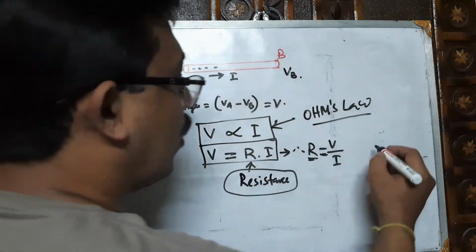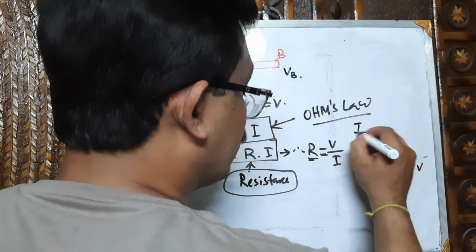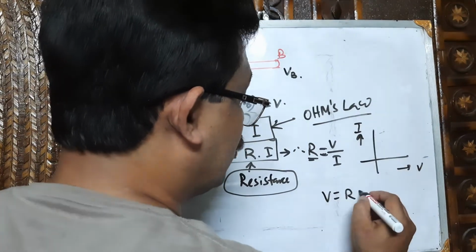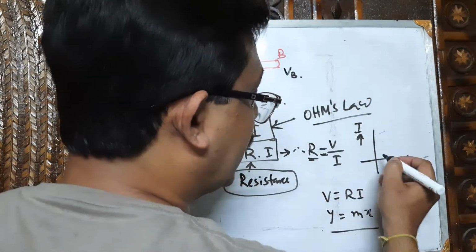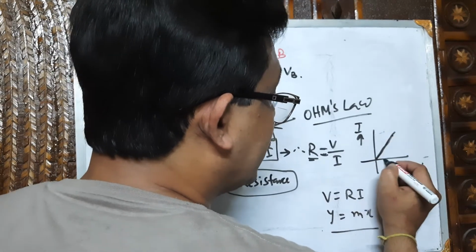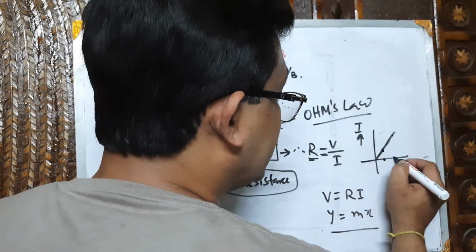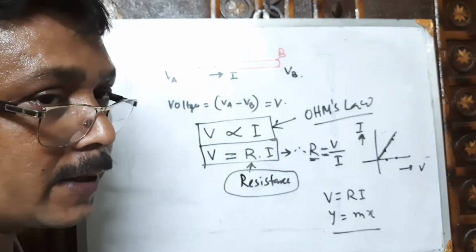So this you can draw with a graph like this. Voltage along this side, I along this side. So it is V is equal to R into I. That means Y equal to mx type relation. So Y equal to mx means a straight line passing through the origin. It means that you are increasing the voltage, you are getting more current. Increase the voltage, you are getting much more current. In this way, it is a straight line passing through the origin.